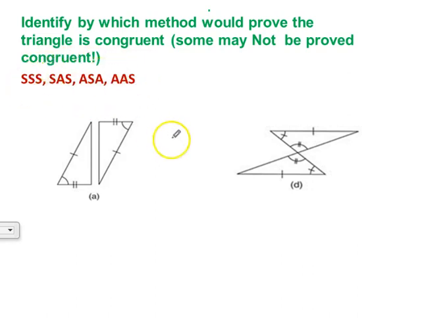And what I want you to do is identify which postulate would prove that the two triangles are congruent. And keep in mind that we might not be able to prove that some of these triangles are congruent. So maybe we can't prove them congruent, and that's okay. So look at number one. We'll call this one number one. Right here. Can we prove these two triangles are congruent? And if so, which postulate can we use? So think about that for a while. And then write down your answer in your math notebook.